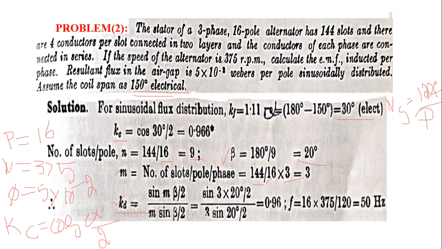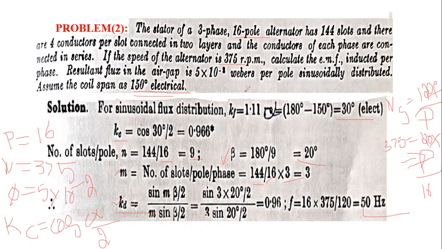In that question, what is the speed? That is 375. We substitute: 375 is equal to 120 into F by P. How many poles are there? That is 16 poles. In this case, what is the unknown term? That is the supply frequency F. That will be determined, and it is equal to 50 hertz.